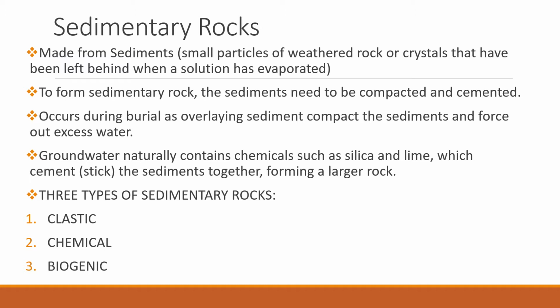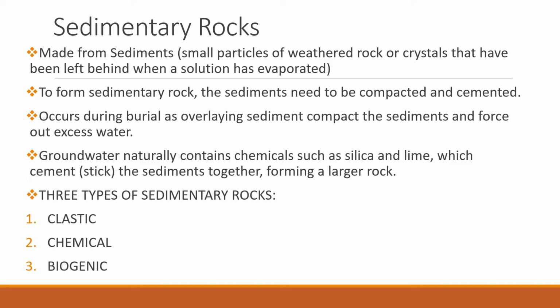Sedimentary rocks are made from sediments, small particles of weathered rock or crystals that have been left behind when the solution has evaporated. So to form a sedimentary rock, the sediments need to be compacted and cemented. It occurs during the burial as overlaying sediment compacts, and the compaction of the sediments forces out excess water. So you've got layers upon layers, and it just squashes it down and it cements it all together. The groundwater naturally contains chemicals such as silica and lime, which cement or stick the sediments together, forming a larger rock. So there's 3 types of sedimentary rocks.